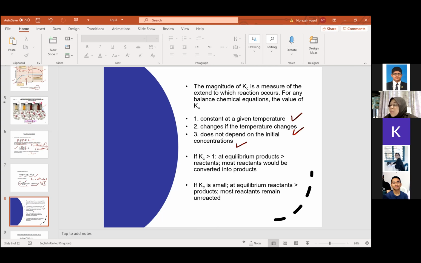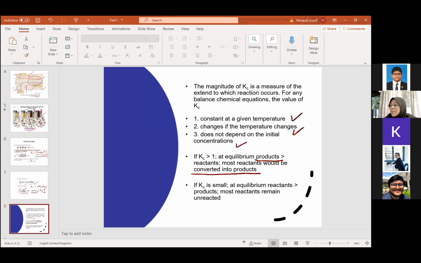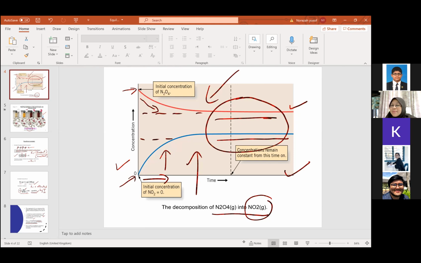So if Kc is more than 1 at equilibrium, it means that products are more than reactants. Most reactants will be converted into product. So now, is the Kc more than 1 or less than 1? More than 1. If you look here, if Kc is more than 1 at equilibrium, products will be more than reactants. So if you look back, is the product concentration more than the reactant?